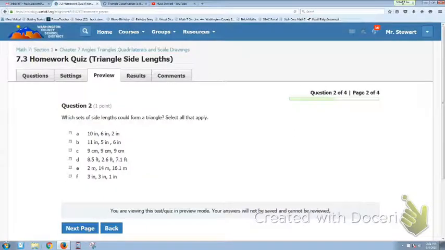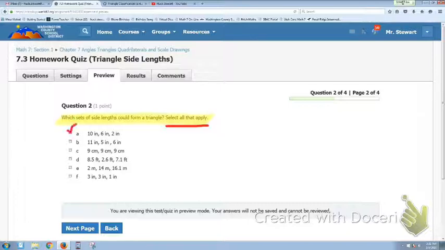All right. And this question reads, which set of side lengths could form a triangle? Select all that apply. So all you have to do is take the two shorter sides of each one, add them up and see if they are longer than the longest side. You'll have to be the one smart enough to identify which of the 3 are longer than the other 2. And then select all that apply.